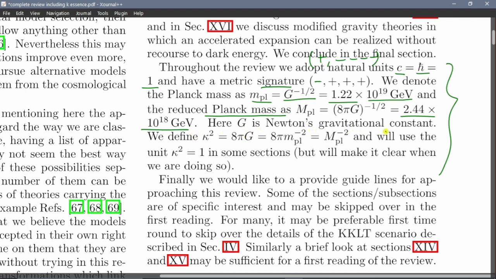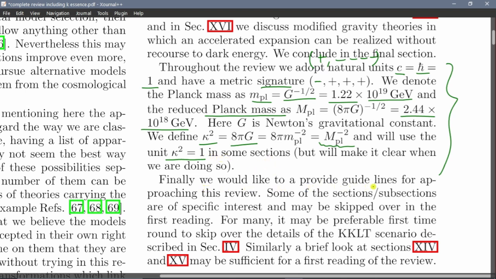Here G is Newton's gravitational constant, where kappa squared is defined to be 8πG, and kappa can be called the reduced Planck mass inverse, that is 8π M_PL^(-2), denoted as capital M_PL^(-2). We will use units where kappa squared is 1. So we will also use the Planck mass to be 1 in some sections.